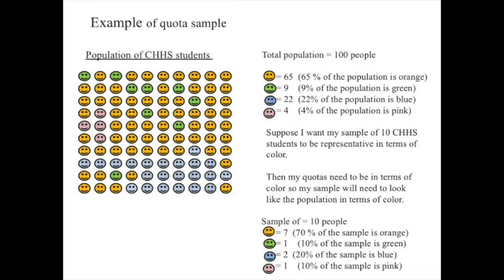So we would choose, right? We would survey 7 yellow, 1 green, 2 blue, 1 pink, right? We would choose, and we would stop when we have the respondents that we met our quota of that type of respondent. We stop and we move to the next group, right? So in that sense, our sample would look exactly like the population in terms of the face color, but of course, it would not be representative in other characteristics, right?